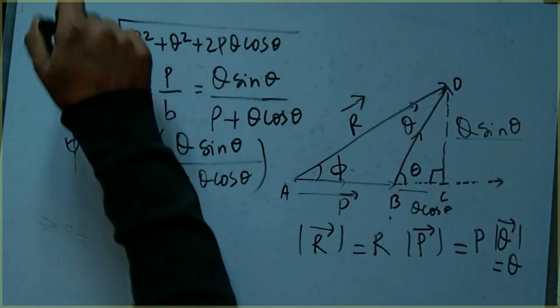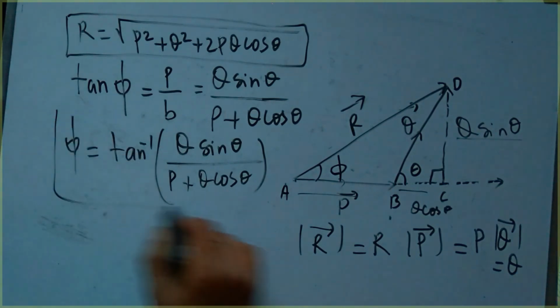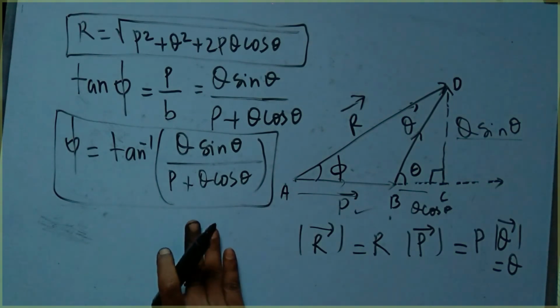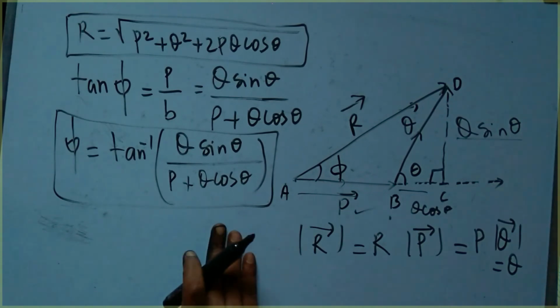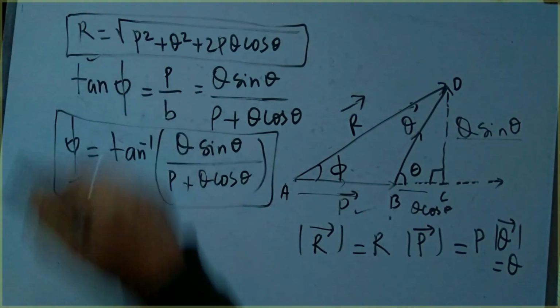Now we know this is the magnitude of the resultant and this is the direction made by resultant with vector P. So in this way, using triangle law of vector addition for two vectors, we can find the resultant magnitude and direction.